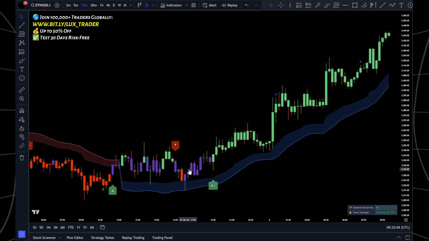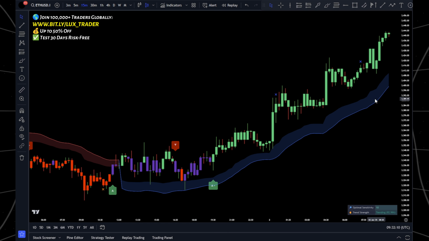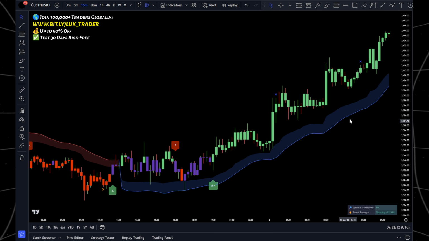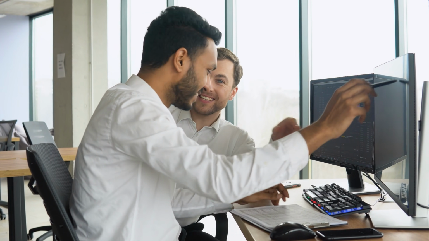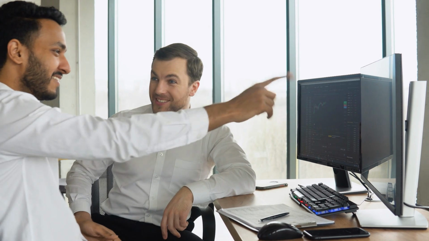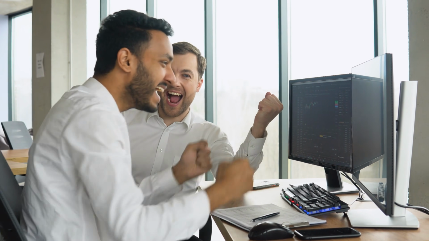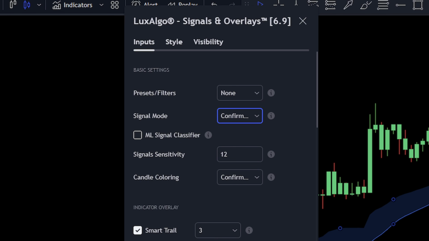For this specific strategy, though, we'll focus on just a few core features: the buy and sell signals with their exit signals, and the Smart Trail. These tools alone are more than enough to build a strong and effective trading setup. Now, let's talk customization. To make this strategy work seamlessly, we'll need to adjust the settings and fine-tune these features so they align perfectly with the market conditions and our trading style. First, let's start with the basic settings section.